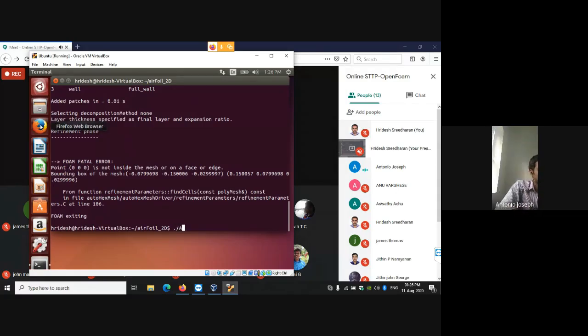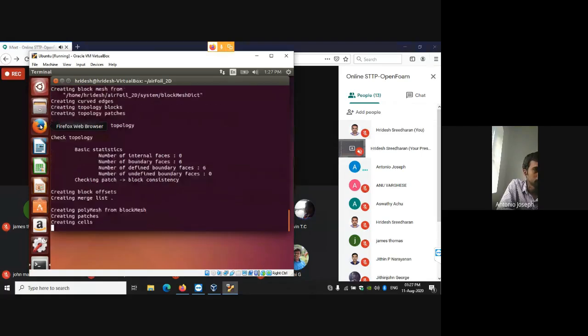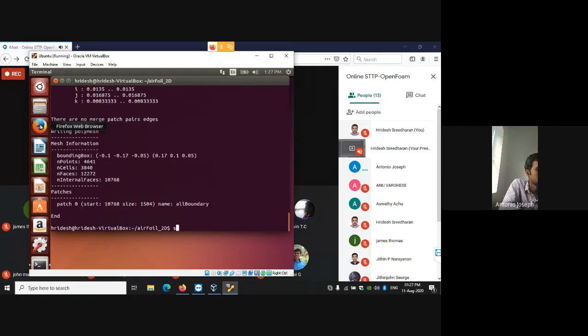Some problem. Yes, so please delete that. Please delete that folder and start from the beginning. Please delete the folder named polyMesh and then start from the first command, that is blockMesh. Then surfaceFeatureExtract.